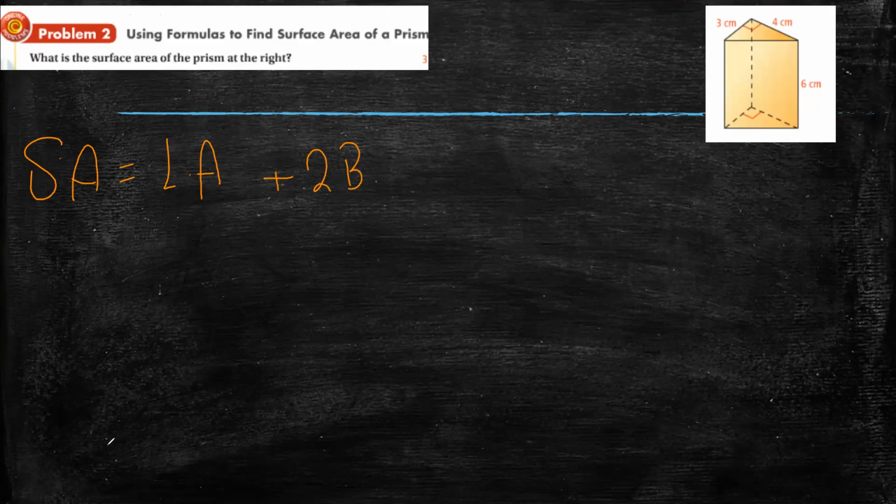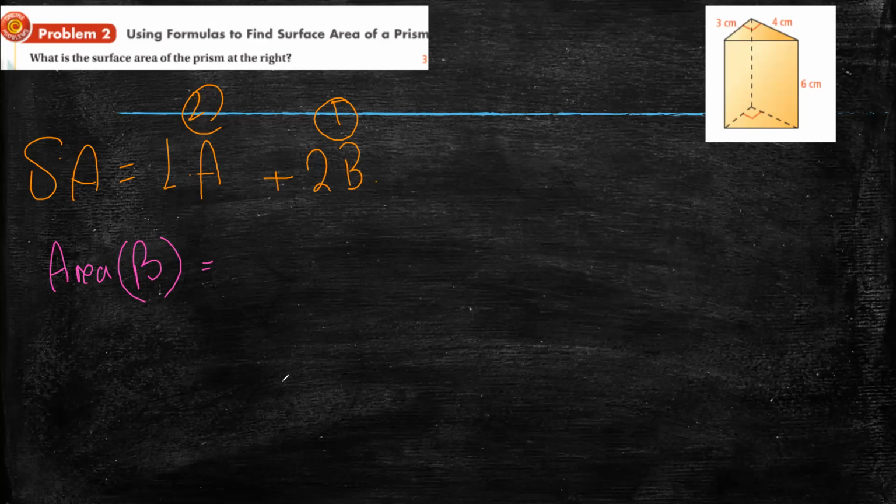So we need to find the surface area. First, you need to find the area of the base. Then you need to find the lateral area. Then add them, and you will find the surface area. So the first thing that we need is the area of the base.